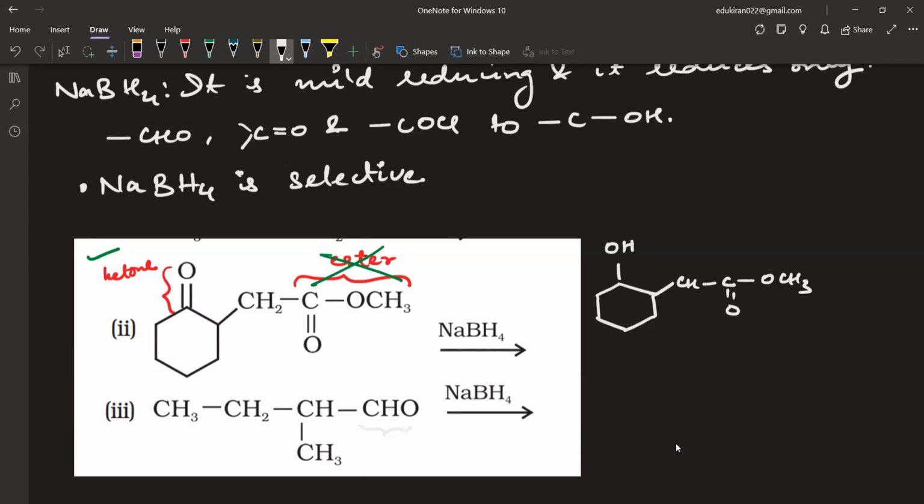And here we have what? This is aldehyde. And NaBH4 reduces aldehyde. That is why we are going to get CH3 CH2 CH CH2OH, and there will be CH3 as it is. All of you got this? Yes or no? Please tell me, guys. Yes, sir.